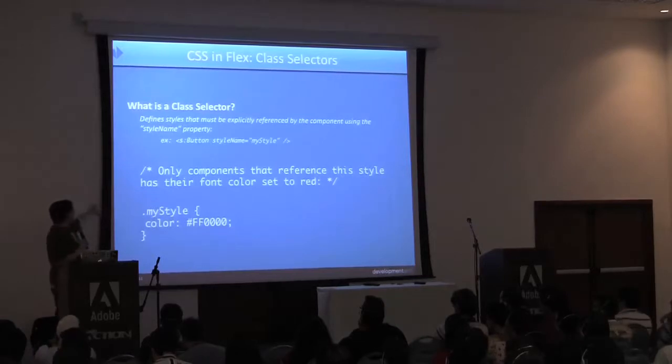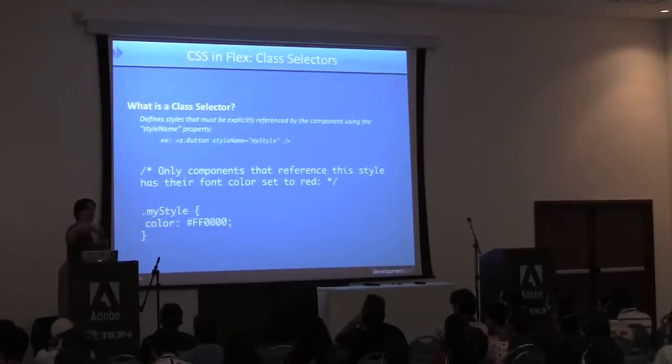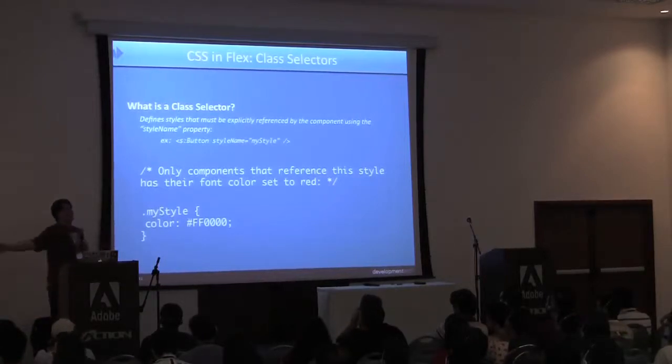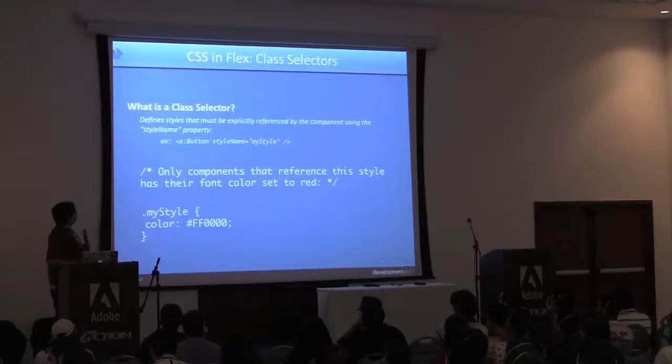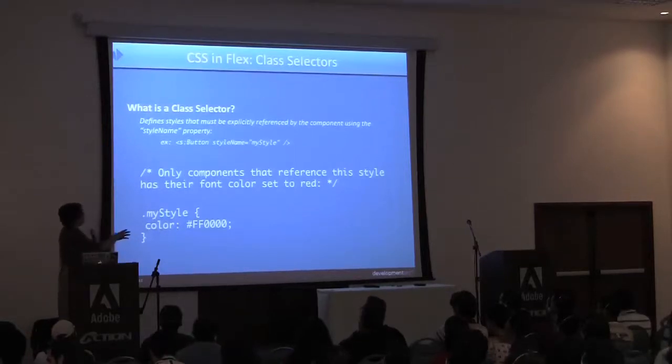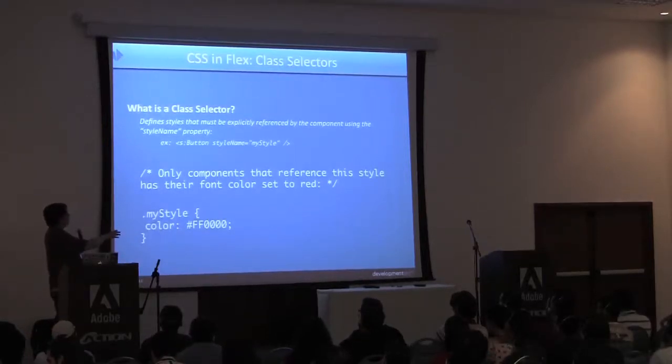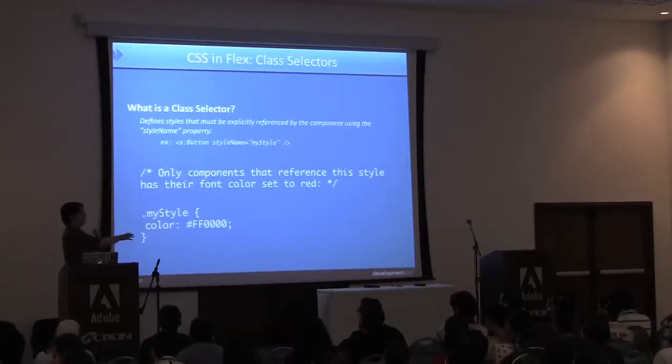It's just one way of organizing your content, and then you decide who gets that style, versus something like the type selector where you're saying everything of this type gets it. This is the most common use, I think, for most people who have used Flex and CSS in the past. This is typically what you do. You'd write a lot of class selectors and then use them throughout your application.